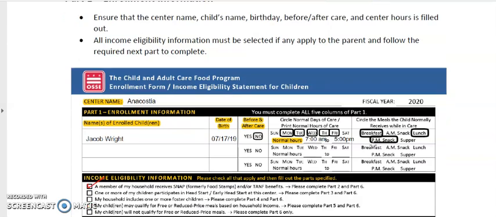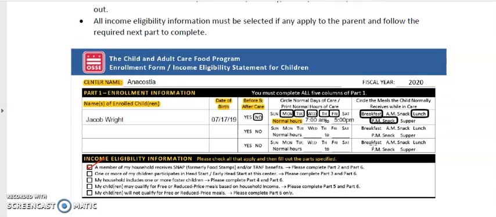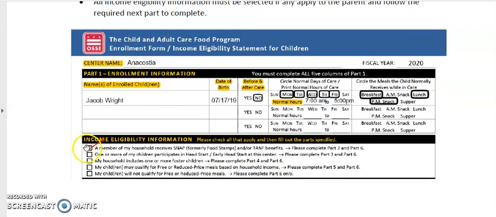All income eligibility information must be selected if any apply to the parent, and follow the required next part to complete. So for example, we have a member of the household receives SNAP selected, and then it instructs to complete Part 2 and then Part 6.